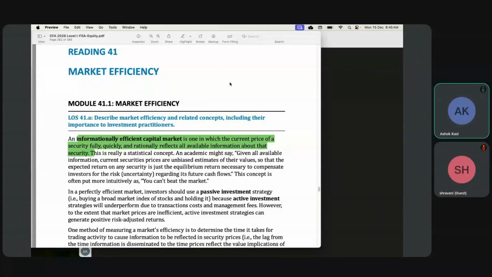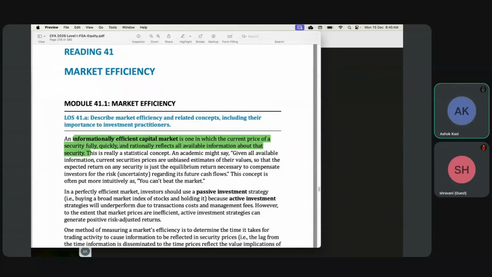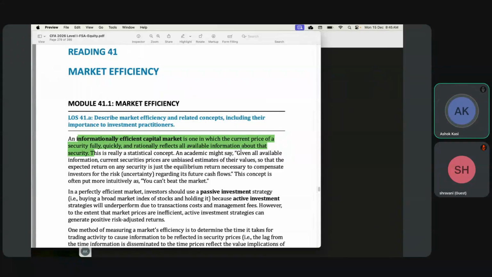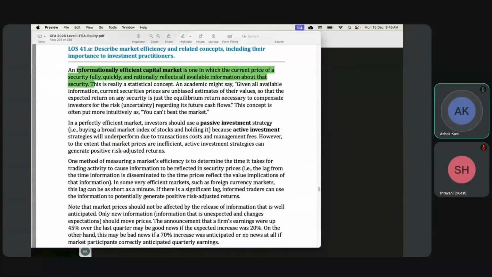So market efficiency. Some more theory now and then sums will begin. Market efficiency: an informationally efficient capital market is one in which the current price of a security fully, quickly and rationally reflects all available information. So that means capital is moving based on complete information, and all decisions taken are rational.